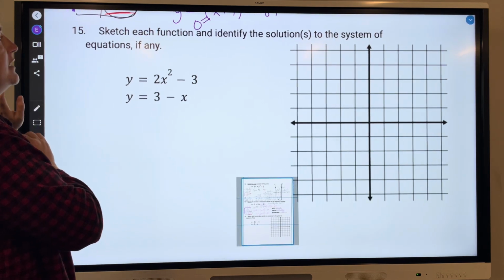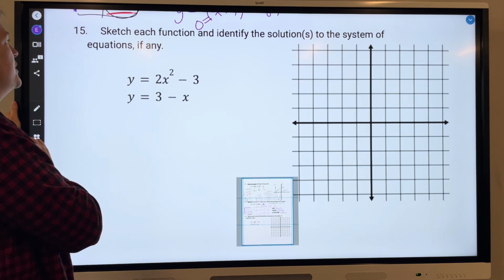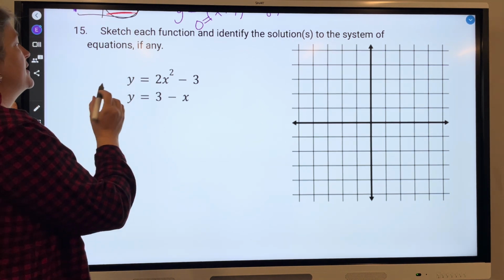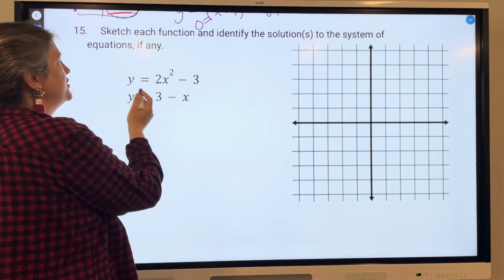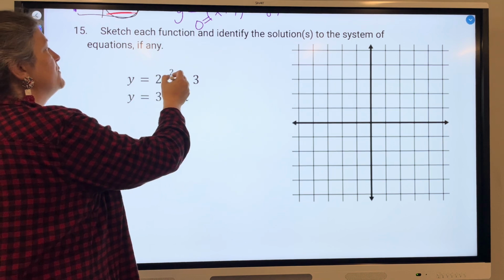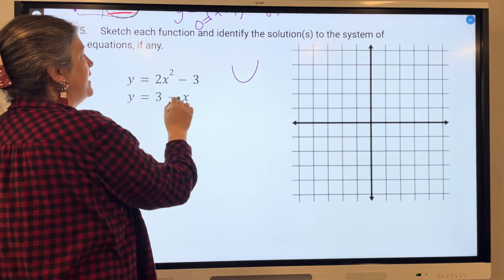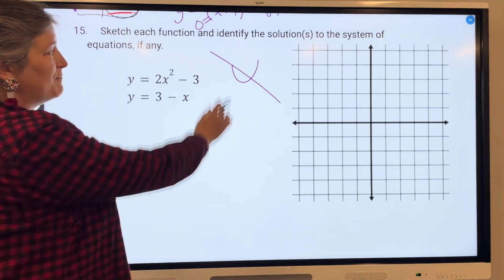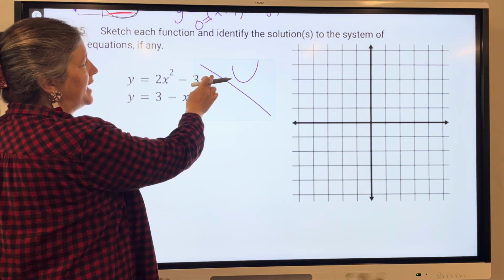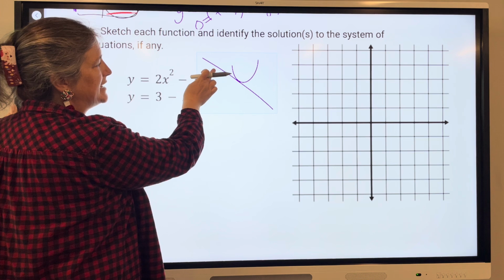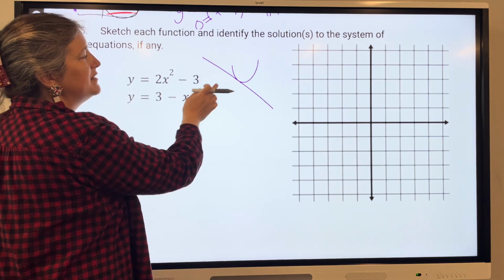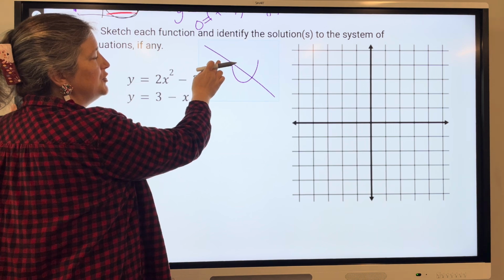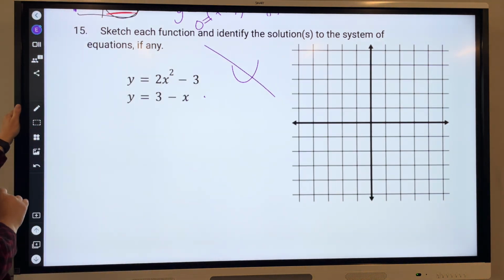Sketch each function and identify the solutions to the system of equations, if any. So this is a nonlinear system of equations, 2 equations, but this one's a quadratic opening up, and this one is a line with a negative slope. So it might be like that, or it might be like that. I don't know, maybe it's tangent, I don't know. So there's either 0, 1, or 2 solutions to this system of equations.